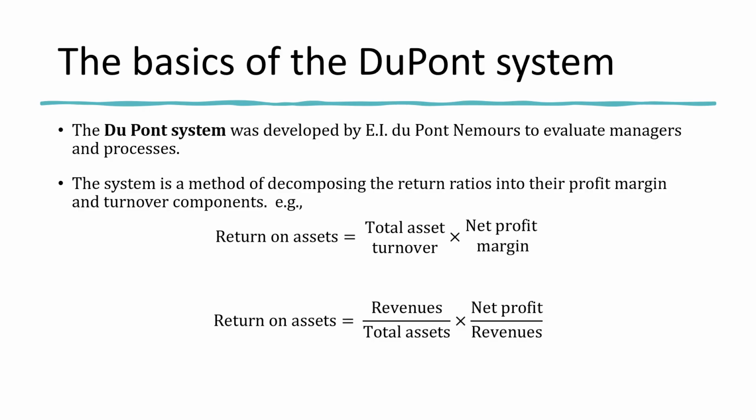Now if you take those ratios and put the formulas in, say revenues over total assets and then net profit over revenues, you'll see that you can cancel out, in this case, revenues, and you're left with net profit in the numerator and total assets in the denominator, which is return on assets. So in other words, we're taking return on assets and breaking it into a measure of how effectively we're using the assets, and then another measure of how effectively we're managing expenses.